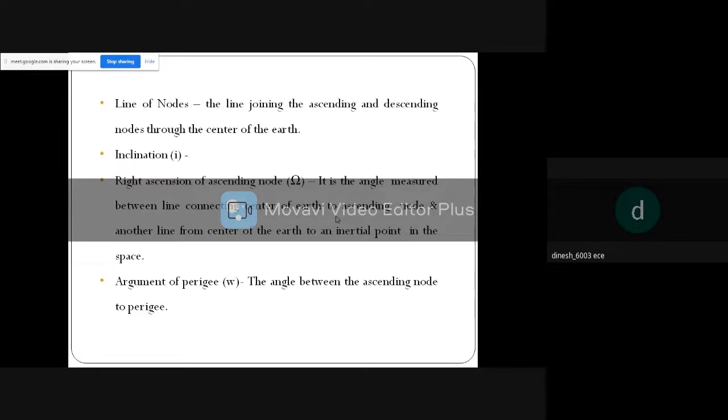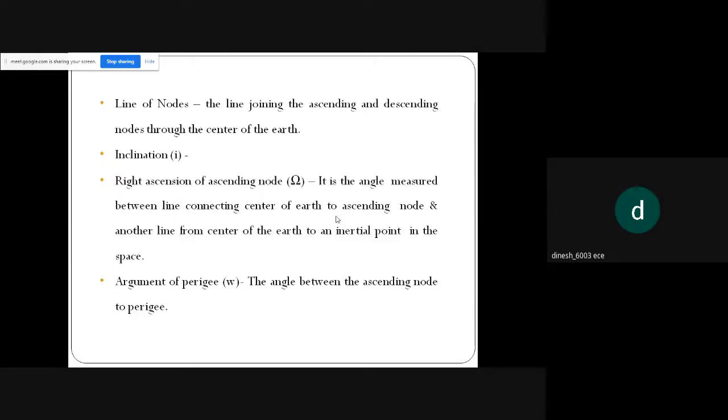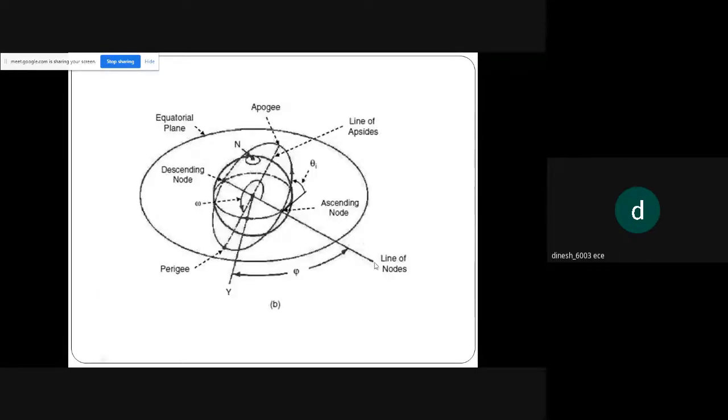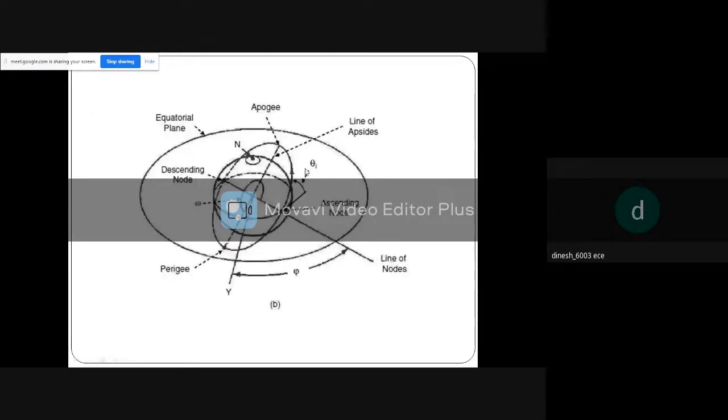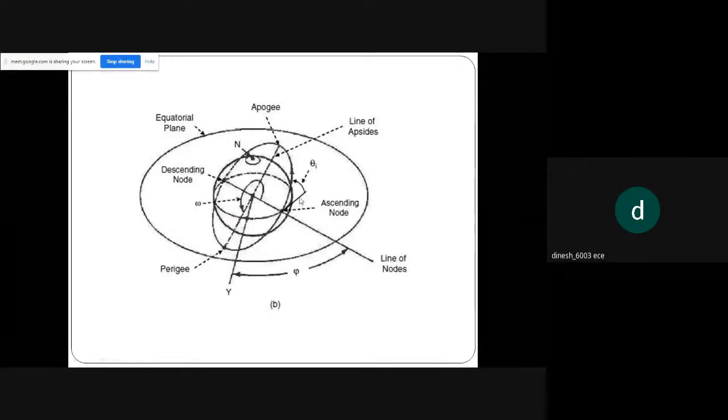And then we have the line of nodes. The line of nodes is the line joining the ascending node and the descending node through the center of the Earth. The angle of inclination is this: theta I is the angle of inclination from the ascending node towards the apogee point.